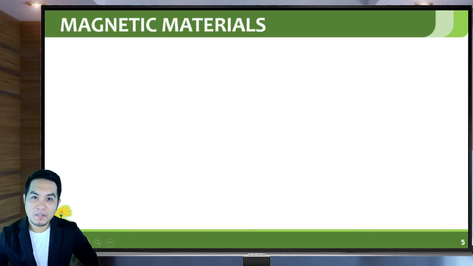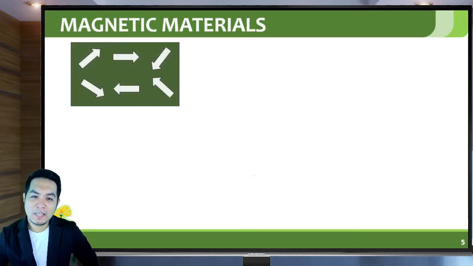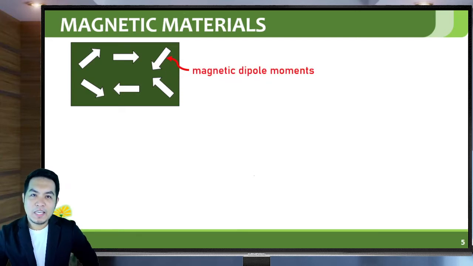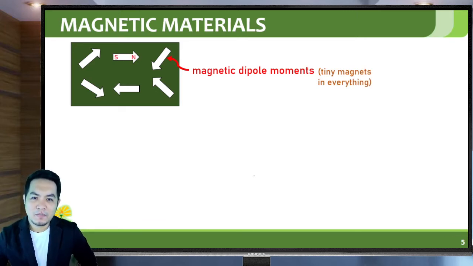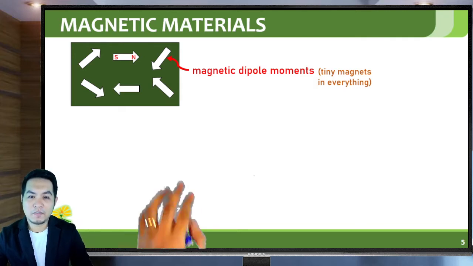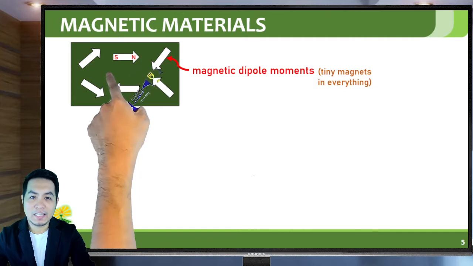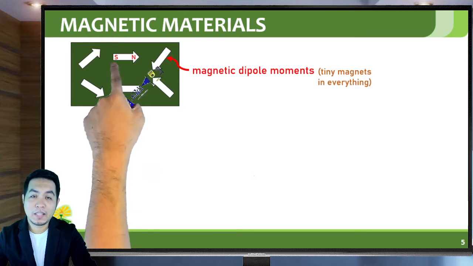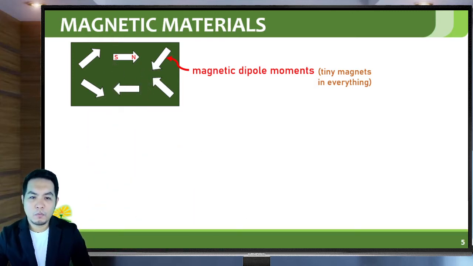So let's now discuss the three different types of magnetic materials. In any material, there are what we call magnetic dipole moments. They are basically tiny magnets in everything. Since they're a magnet, one side is a north pole and the other side is a south pole. The direction of these magnetic moments is like this: the arrowhead is the north pole, and the tail is the south pole. We will expound on magnetic dipole moments in the succeeding lessons and in the next chapter.